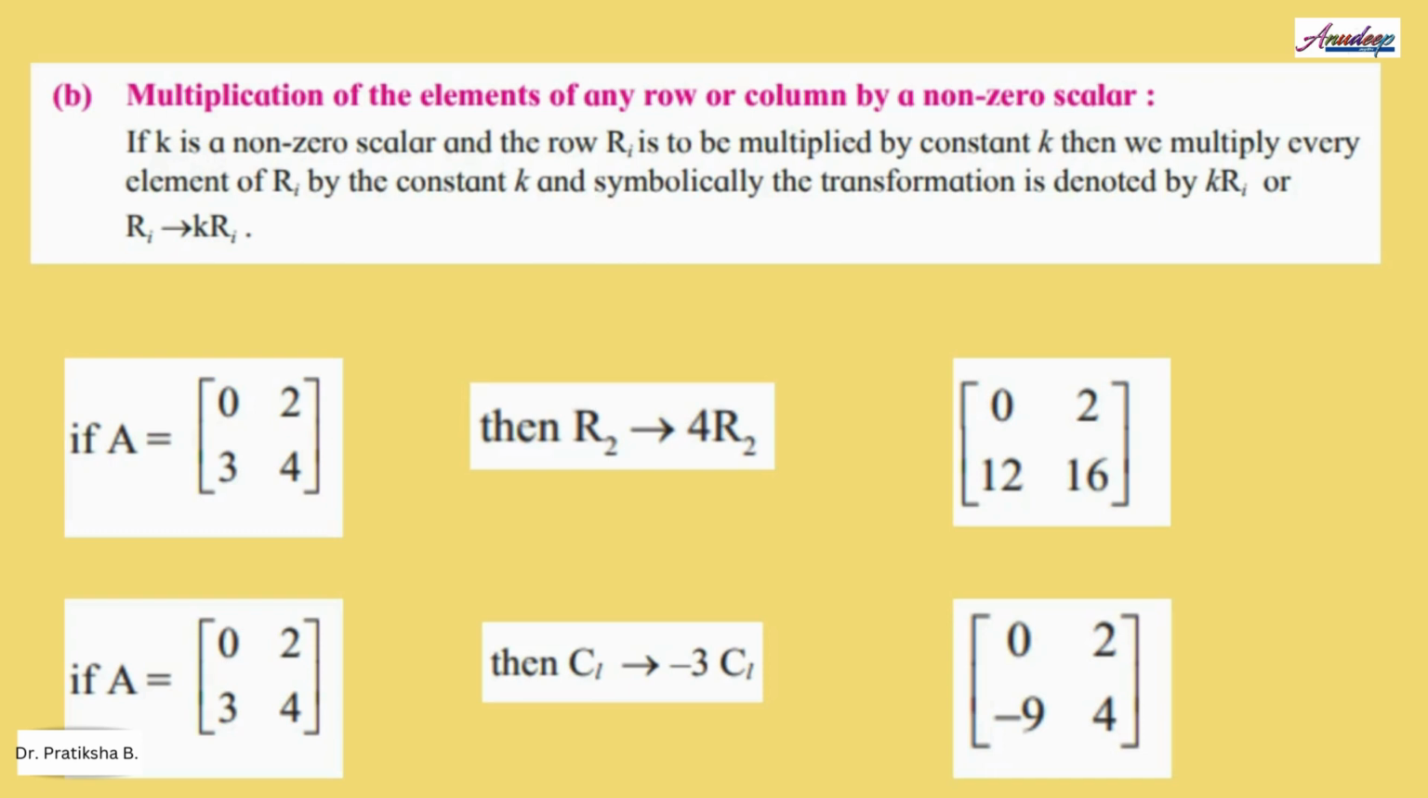Similarly, the same thing can be achieved by performing the operation on the columns. You can multiply the column elements by the scalar. Again, here C1, that is the first column, is replaced by negative 3 times C1. The second column remains as it is, 2, 4 is intact, but there are changes in C1, that is 0 into minus 3, that is 0, and 3 into minus 3, that is minus 9. These are very easy operations to perform, but it should be clear in your mind because this will be used to find the inverse of the matrix.